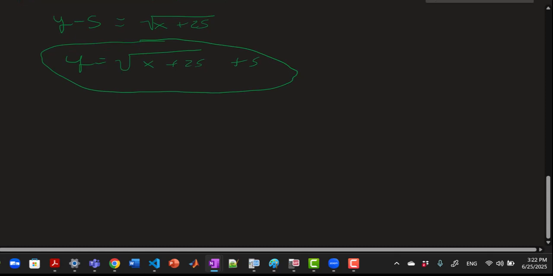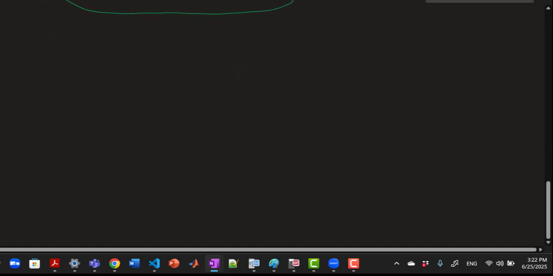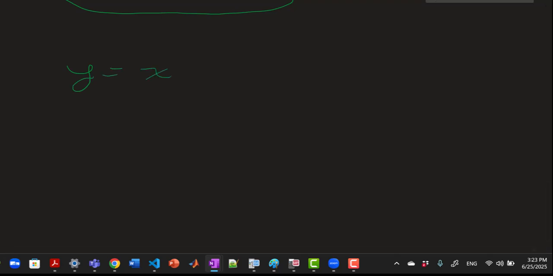If you want to see another example, I'll do another example right here. So let's say I had y equals x squared minus 14x with x greater than 7. I complete the square, so I take half of negative 14, which is negative 7, and I square it. I get 49. Add that to both sides. y plus 49 equals x squared minus 14x plus 49.